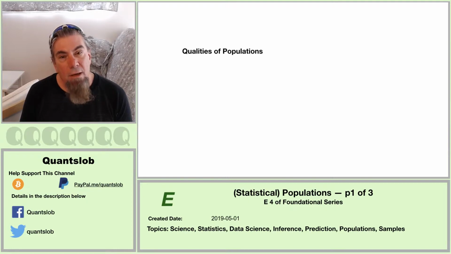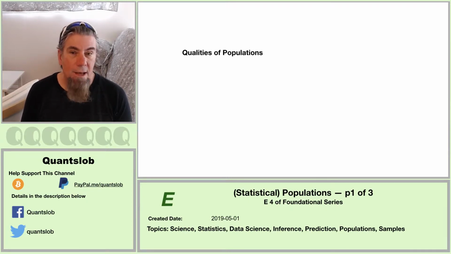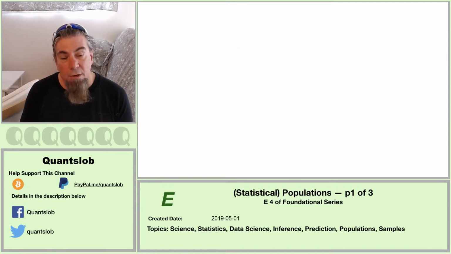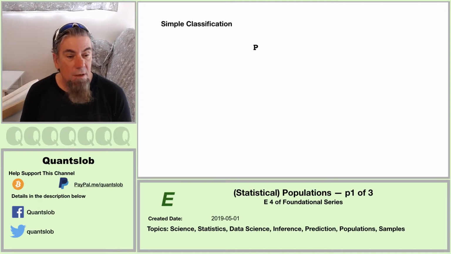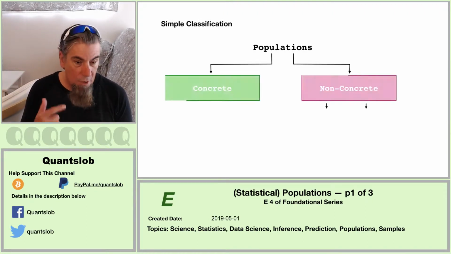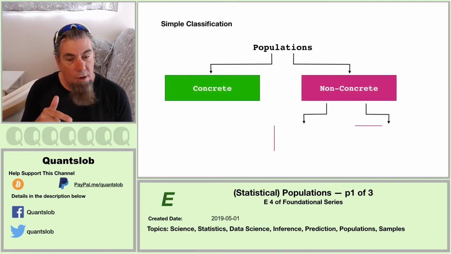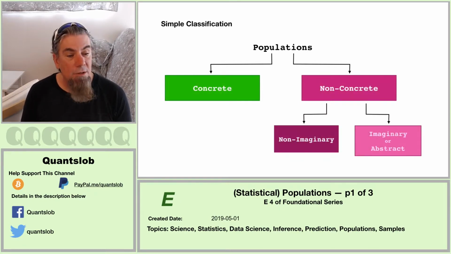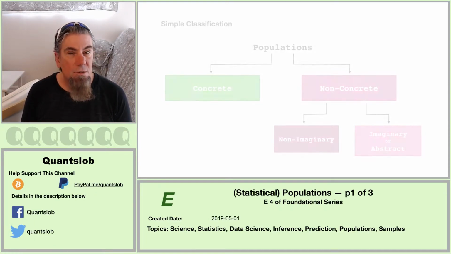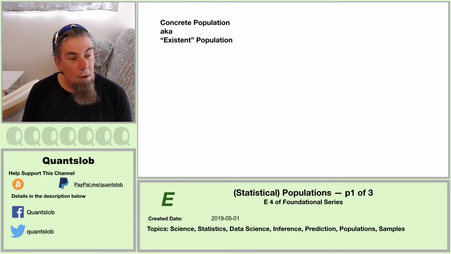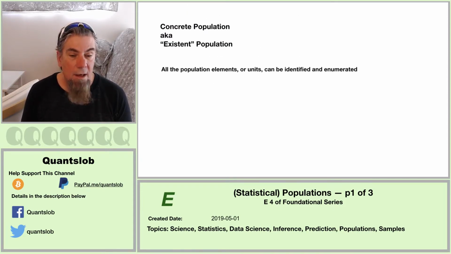A population may contain a finite number of elements, or a population may contain an infinite number of elements, either countable or uncountable. One particularly useful point of view, I think, is that all populations fall into one of two categories, concrete or non-concrete, and in turn here you can see non-concrete populations can be further categorized as either imaginary or non-imaginary. We usually consider a population to be concrete when all of its elements can be identified and enumerated.